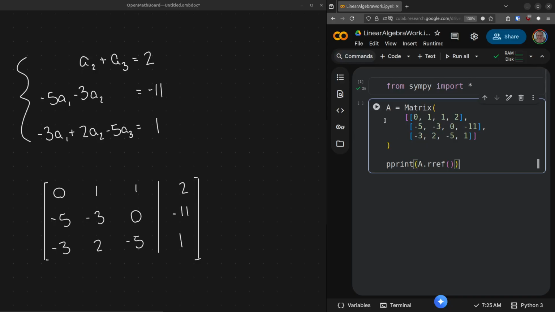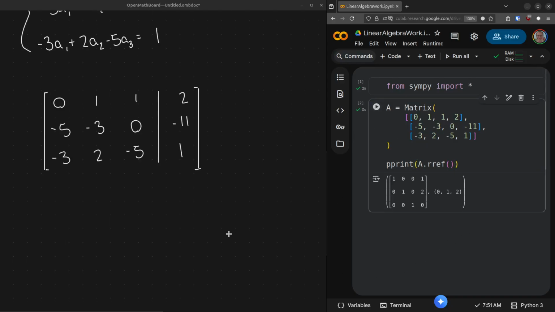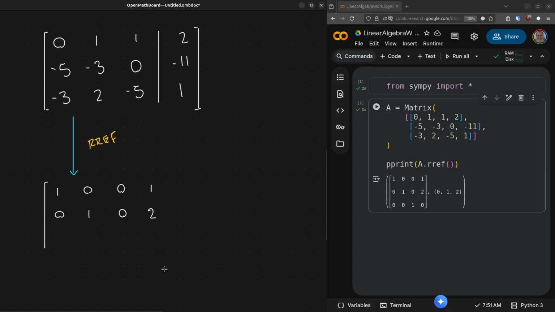Find the reduced row echelon form of the matrix. And there we go. The reduced row echelon form is 1, 0, 0, 1, 0, 1, 0, 2, 0, 0, 1, 0. So this first column corresponds to variable A1, the second column corresponds with variable A2, the third column corresponds with variable A3, and the last column is my augmented part.